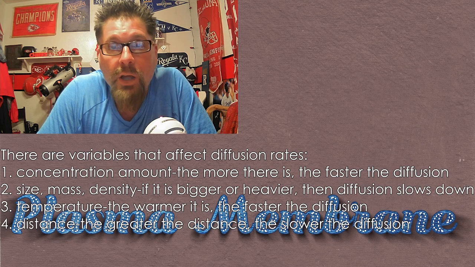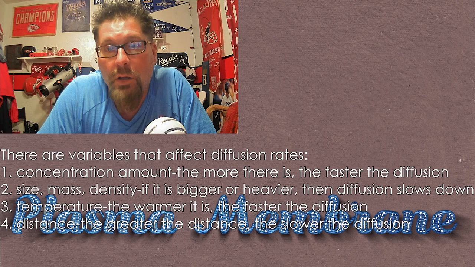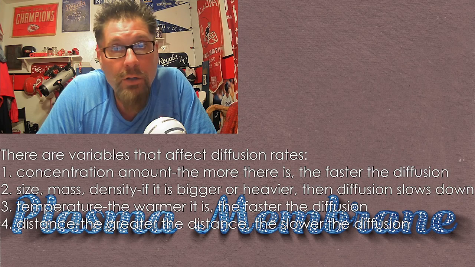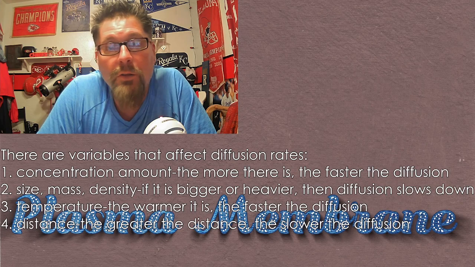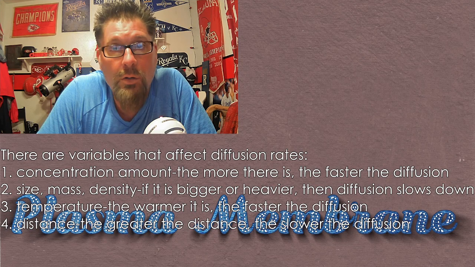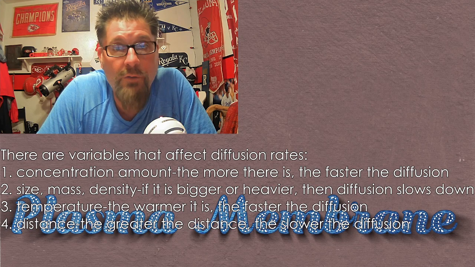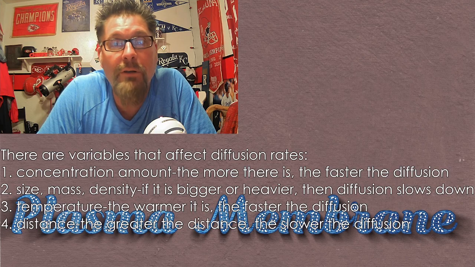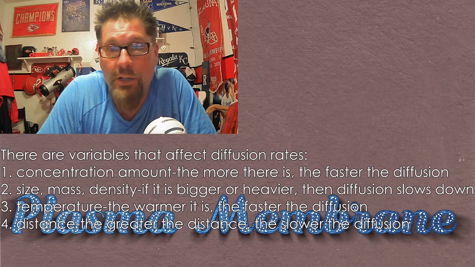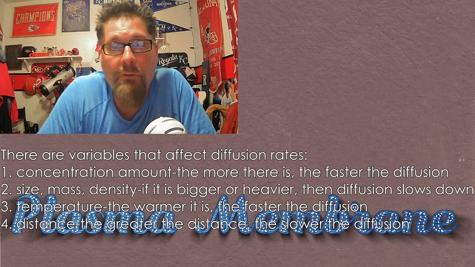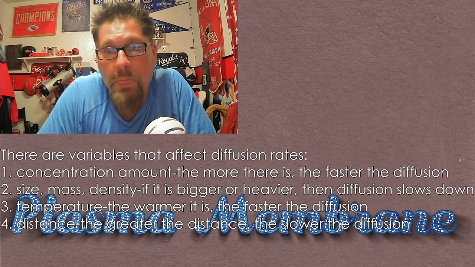Next, things that reference the weight or the size or the density or the mass of an object. The heavier or bigger that something is, diffusion will happen slower. But the opposite is also true. If it's smaller, then it will happen faster: less dense, lower mass, smaller size. It happens quicker. If it's bigger, heavier, it happens slower.